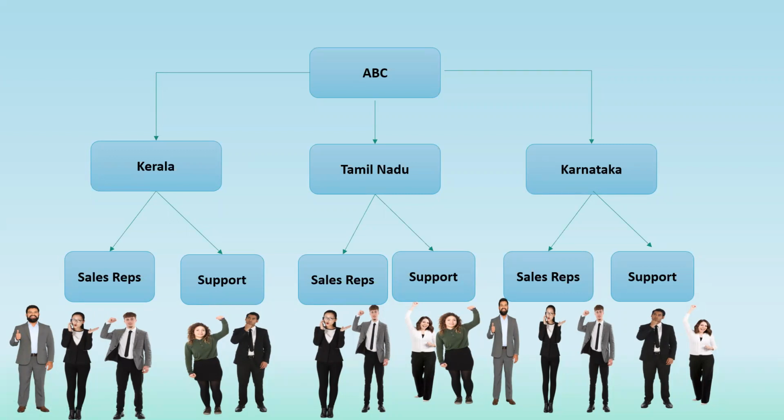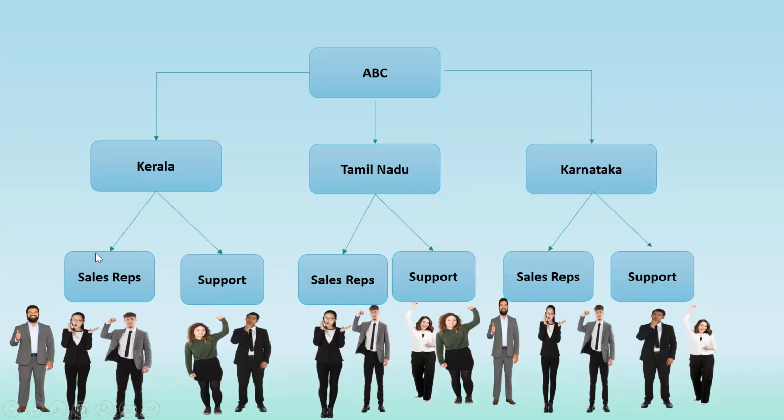So the requirement here is, let's say I will take an example of Kerala. Whenever a lead is created in Kerala, it should be assigned to the Kerala sales rep team. Similarly, whenever a case is logged with state equal to Kerala, then that case should be assigned to the support team. So how can we achieve this? The first step is to create a queue for the sales rep team and a support team. So I will show you how to create a queue.